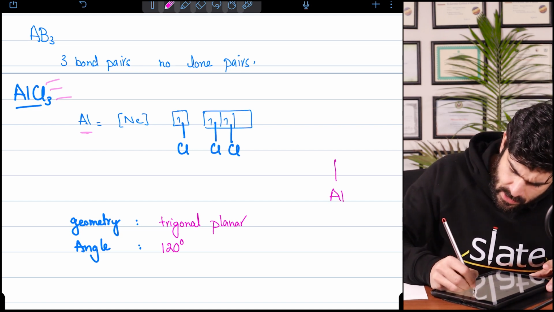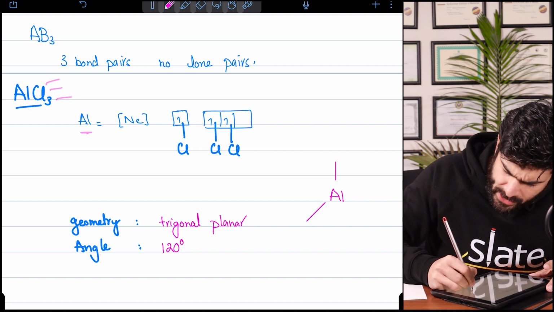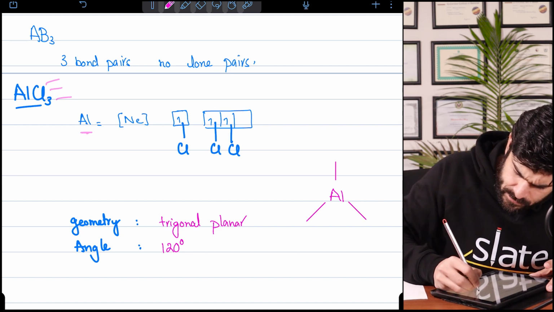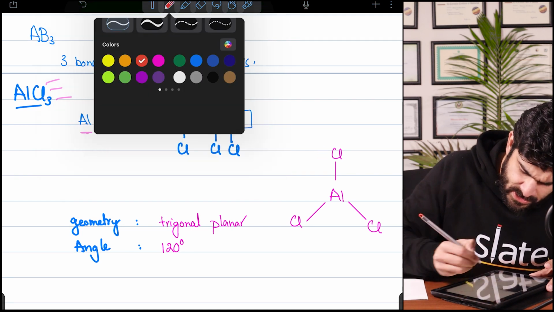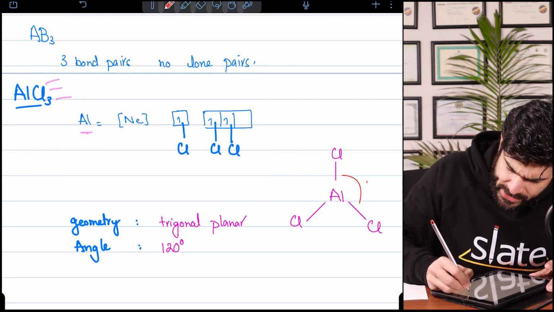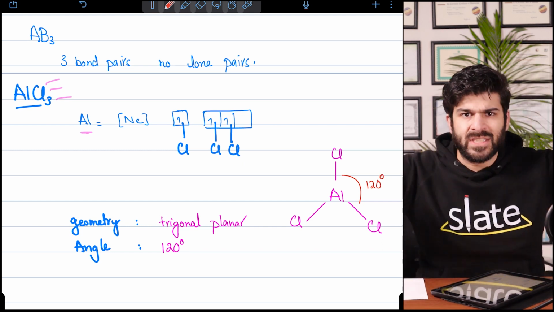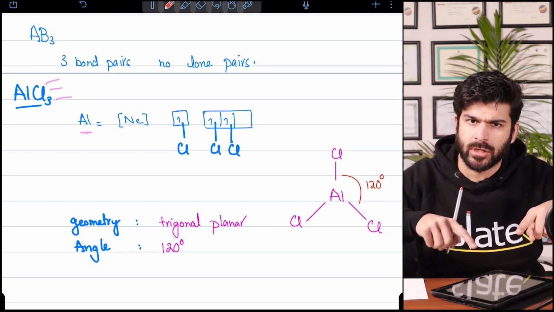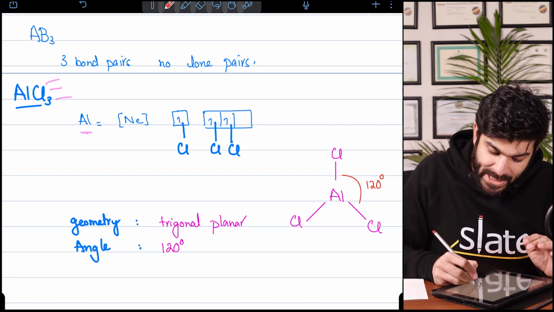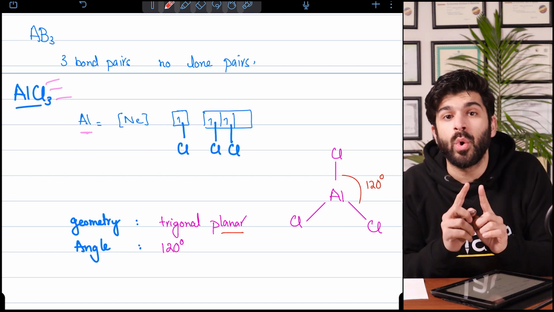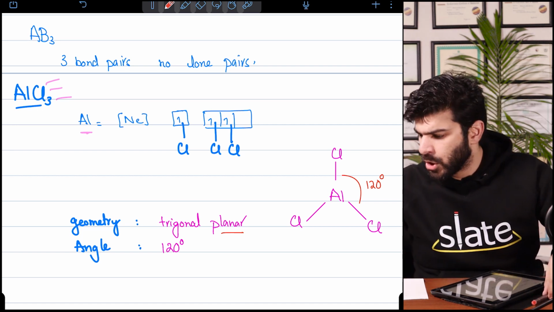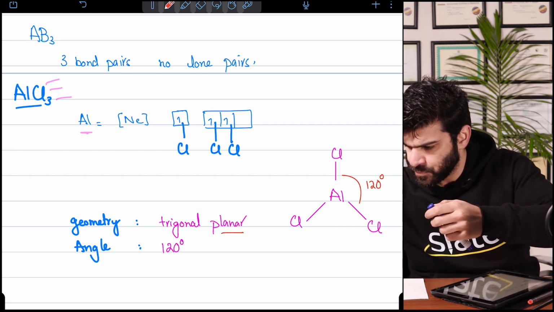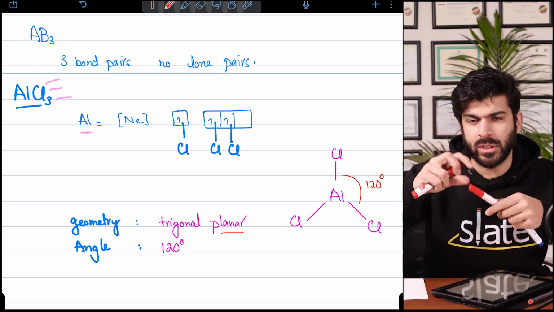So how would we make the shape? Al, 1 chlorine here, 1 chlorine here, 1 chlorine here, Cl, Cl and Cl. And we know that the angle is 120. 3 120s make 360, so that's a circle. So this is a planar molecule. There are no lone pairs. So let's look at the shape here. We have markers to support our cause.